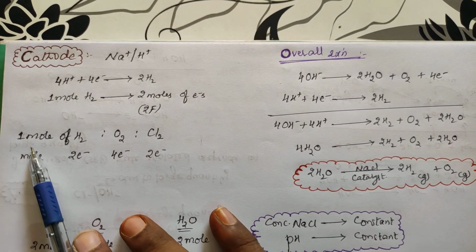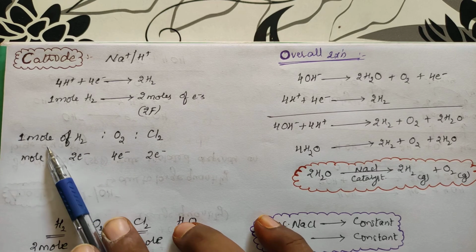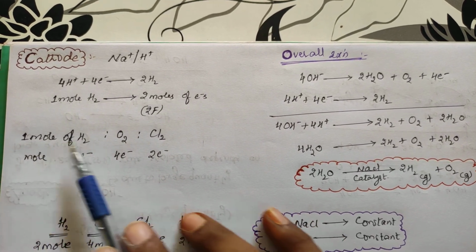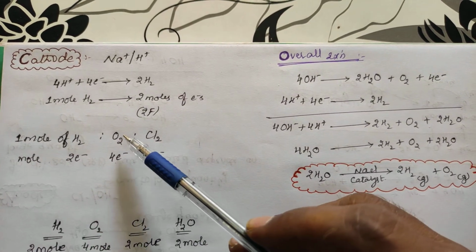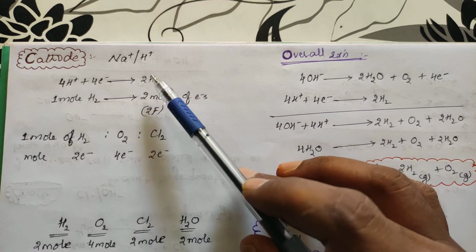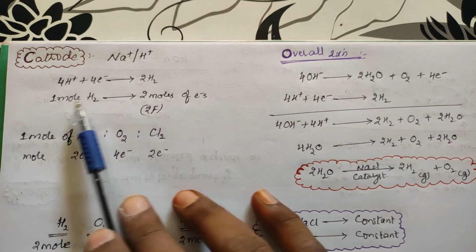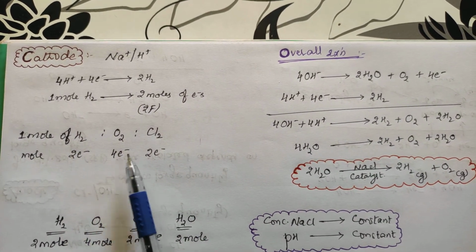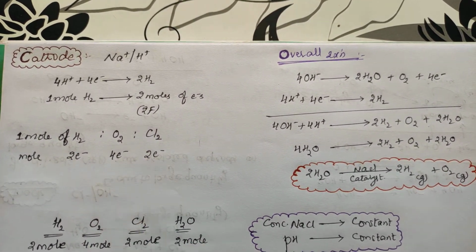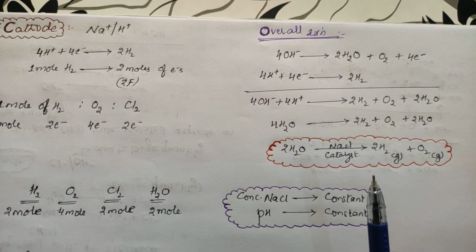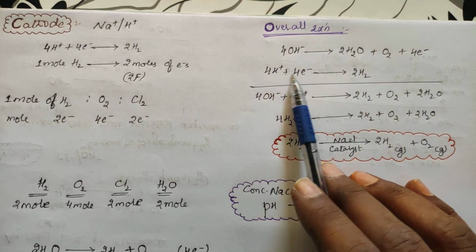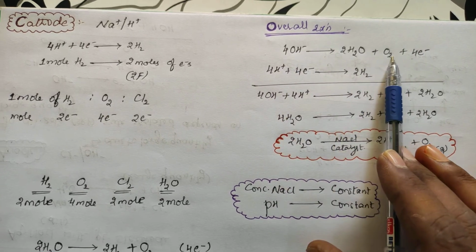So the question will be like this. 1 mole of H2 requires how many electrons? 1 mole of O2 formation requires how many electrons? 1 mole of chlorine requires how many electrons? You know that O2 formation requires 4 moles of electrons. 1 mole of H2 requires 2 moles of electrons. And they may ask with respect to chlorine also. 1 mole of chlorine requires 2 moles of electrons. Right? So this is the condition for reduction and this is for the oxidation.